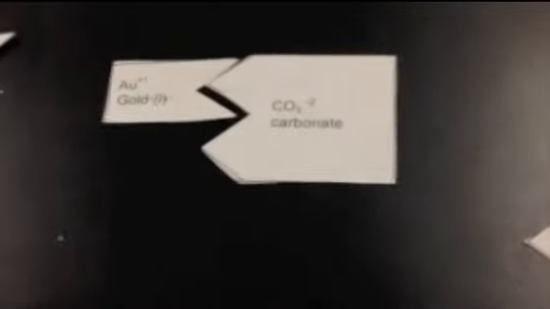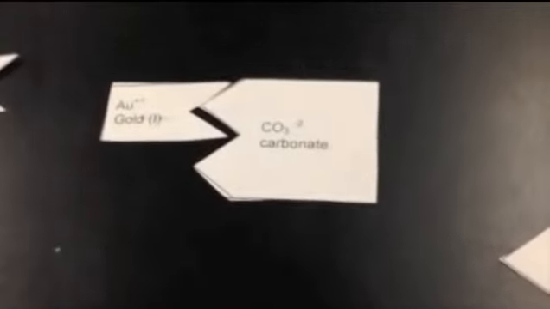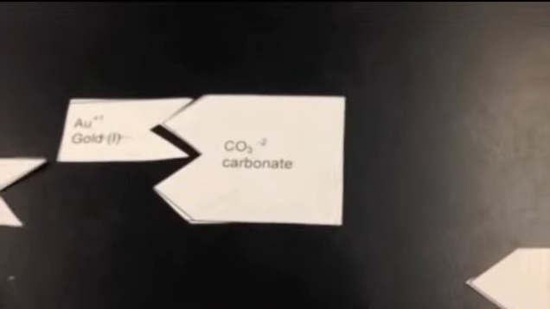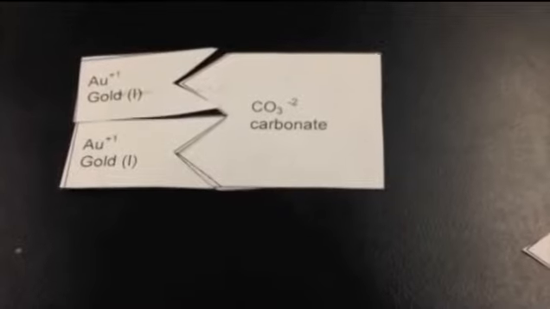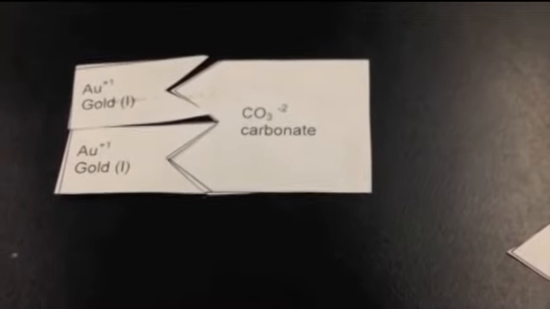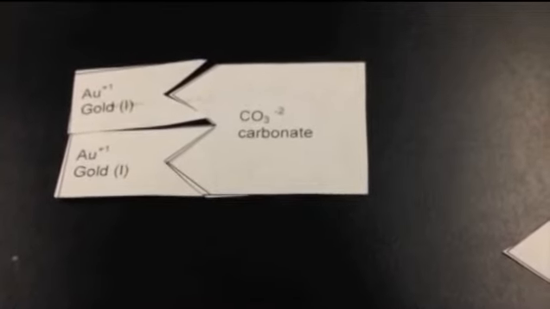For our next example, we wanted to make gold 1 carbonate. So I follow my procedure as I've done before. I find the gold piece and I find the carbonate piece. Now here's where I have a little bit of a problem. I did not make a perfect rectangle yet, so I have to find another gold piece and match it up. Now this will be a little bit different than we've done before. How many gold pieces did I need? 2. How many carbonate pieces did I need? 1.